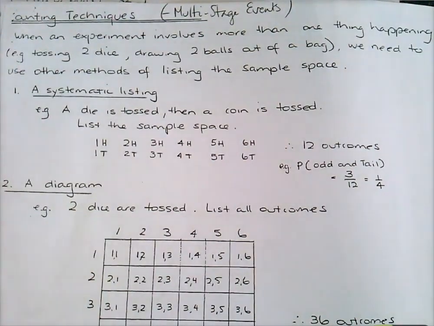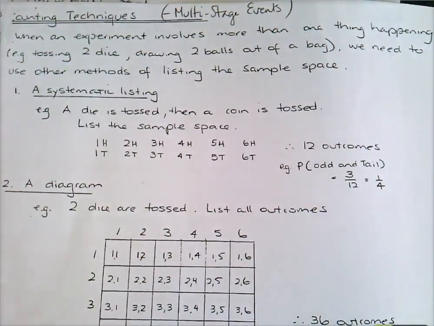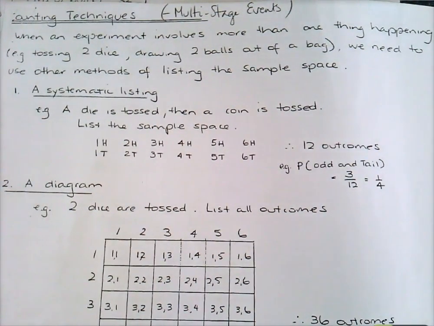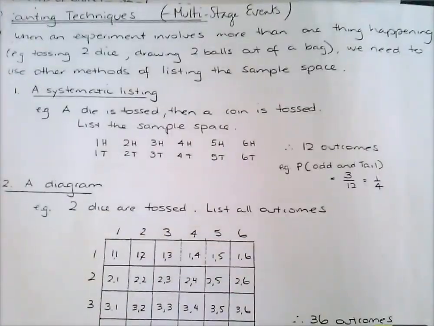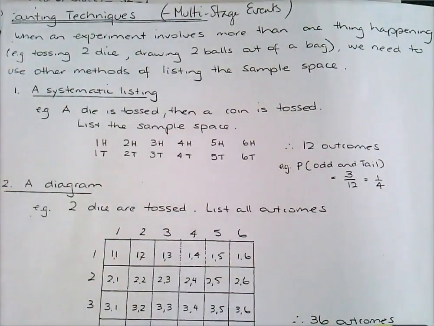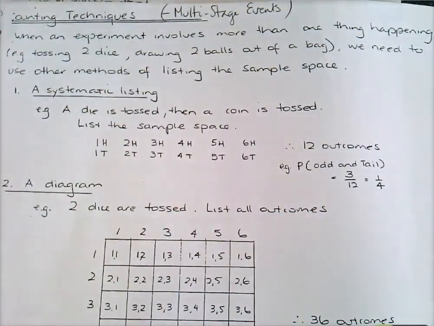As soon as you pick that coin up and toss it again, that becomes a multi-stage event. Or if you roll a die twice, you're doing two things. Rolling it once is one event, rolling it twice is another. Or if you roll two dice at the same time, you set it up exactly the same as rolling one and then the other. So rolling two things at the same time or three things at the same time is the same as rolling it once and then again, multi-stage.